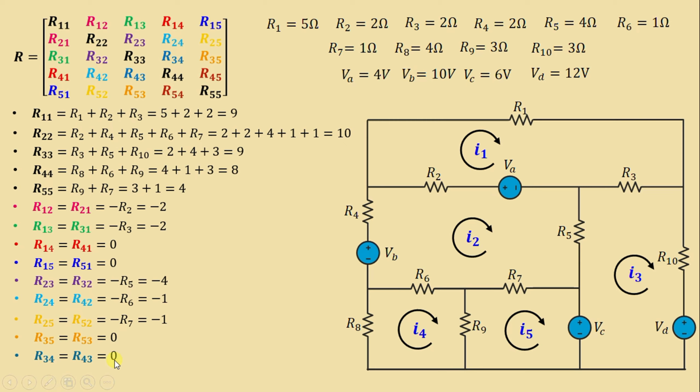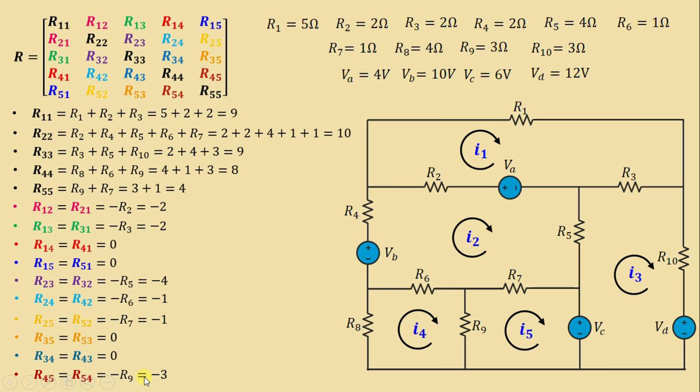Let's move on to the last one, R45 and R54. This is mesh 4 and this is mesh 5. The common resistance is R9. Then we have negative R9, which is equal to negative 3. Now let's move on to the input voltage vector V. We start first with V1.